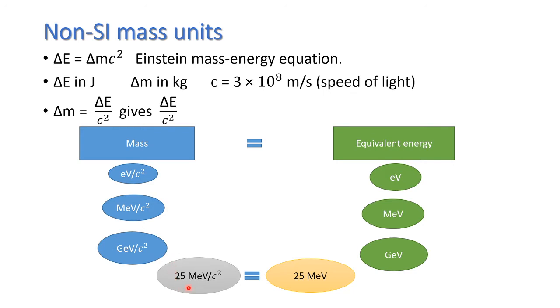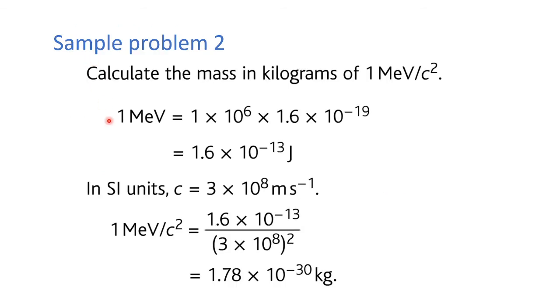Then for this example, 25 mega electron volts per c squared, the equivalent energy of this is 25 mega electron volts. So if you know this, then you can convert the mega electron volts to electron volts to joules, and once you substitute the joules here, and then substitute the speed of light, you can get the delta m in kilograms. Let's see some example calculations.